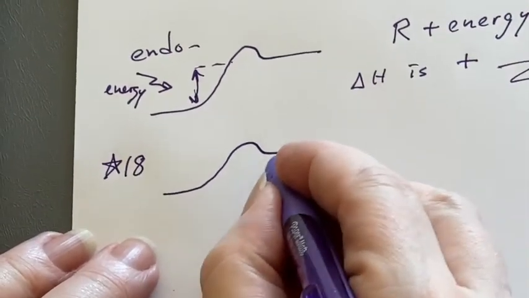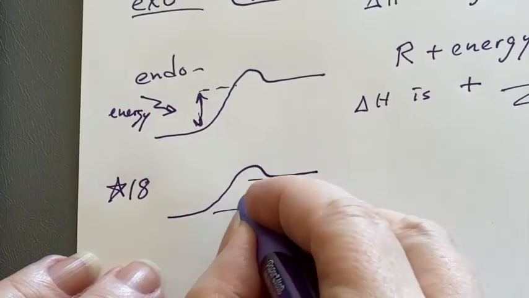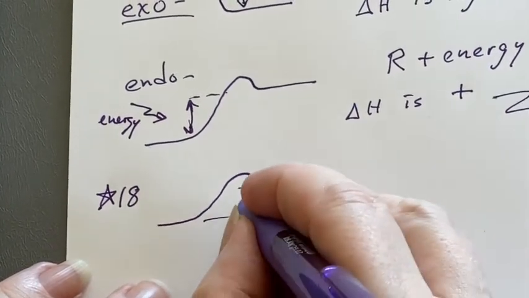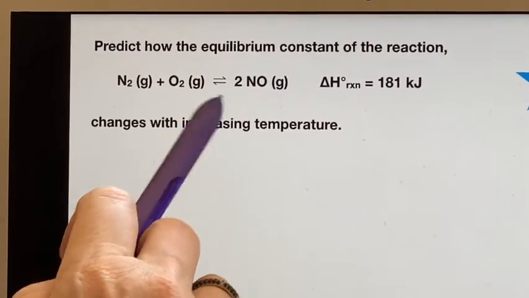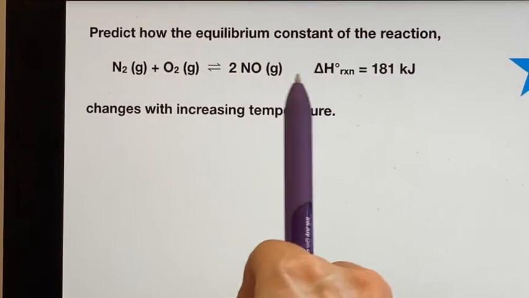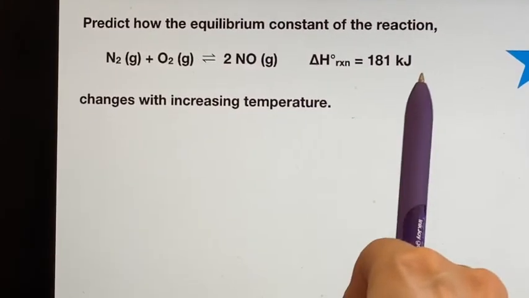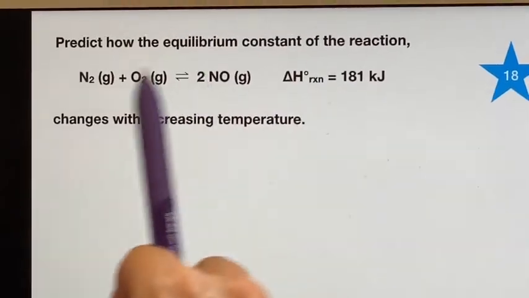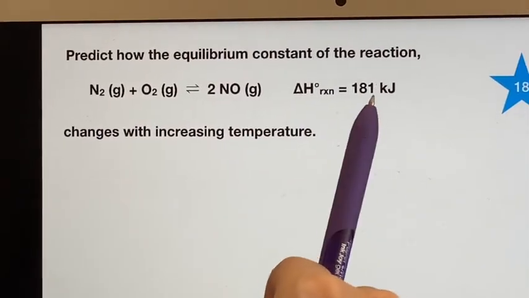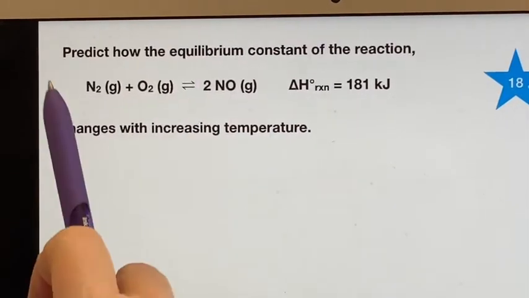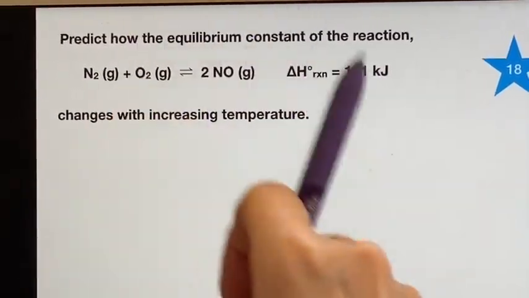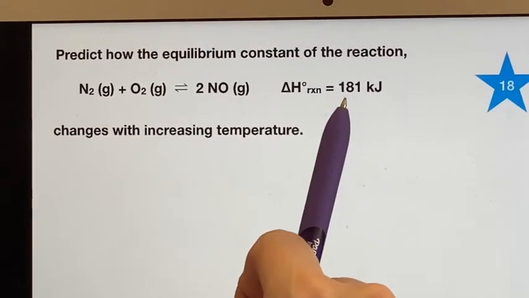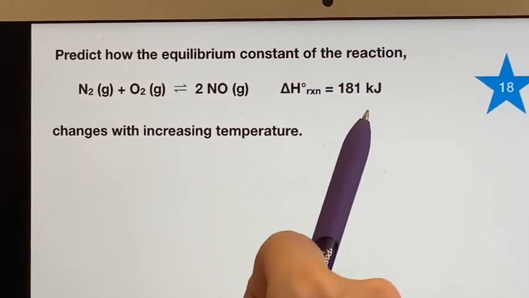The difference between this level and this level is the 181 kilojoules. That would be per mole. Per mole of what? Per mole of nitrogen or per mole of oxygen. Clearly, you're creating 2 moles of this. When they write these sorts of things, they mean for the reaction as written. And so you would be able to say this number of kilojoules per 1 mole of nitrogen gas or per 1 mole of oxygen gas, and you'd end up saying that this was per 2 moles of nitrogen monoxide.